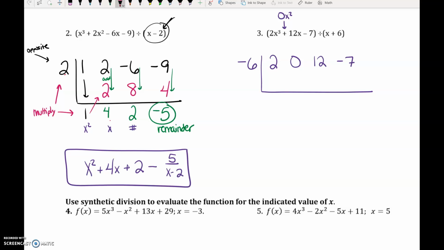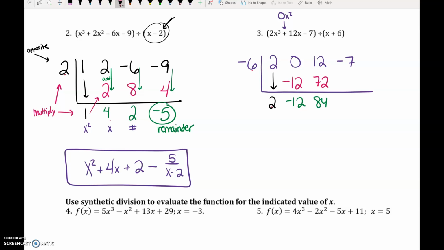Okay, here we go. Your first step is to drop the first number. Multiply. Negative 6 times 2 is negative 12. Add. Do you need to draw all the lines? No, you don't. You can get to the point where you just remember it's multiply, add, multiply, add, multiply, add. 0 and negative 12 is negative 12. Multiply negative 6 times negative 12. Sorry, that one requires me to do my calculator. That's 72. Add 12 and 72 is 84.